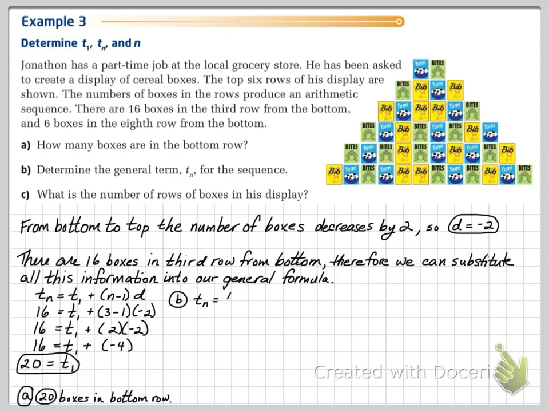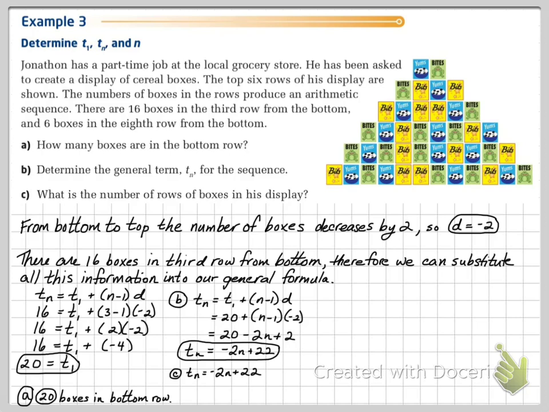For B, the general term, Tn, is equal to T1 plus n minus 1 times d. I think we know all the information now. Since we know the first term is 20, and n minus 1 times negative 2 for d, it's going to be 20 minus 2n plus 2, or negative 2n plus 22. That's going to be our general term.